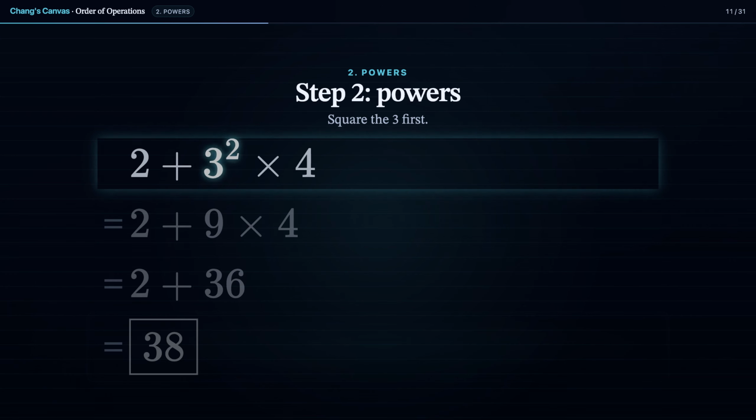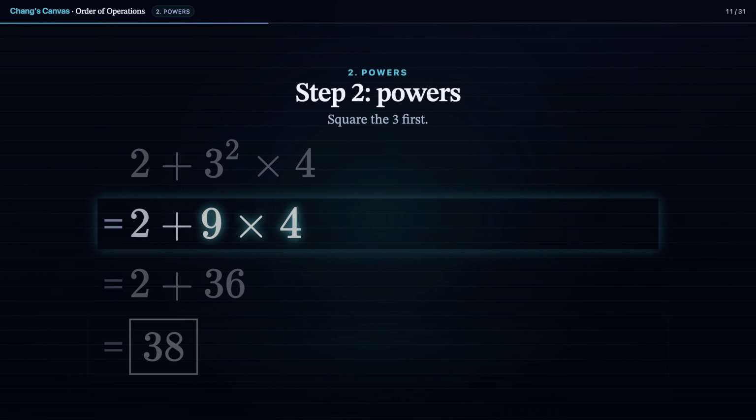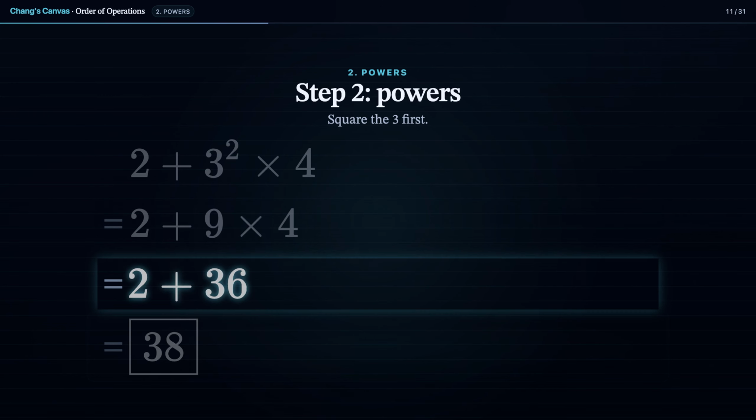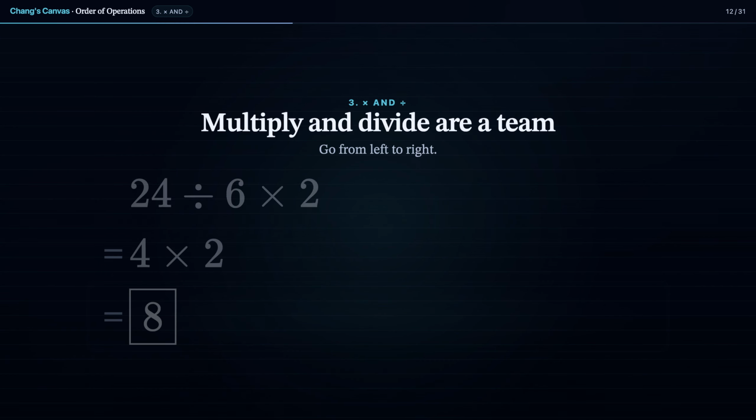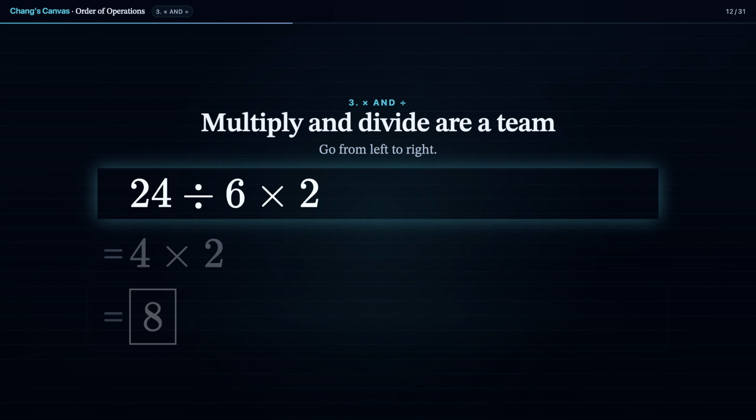Next come powers. 3 squared is 9. Then 9 times 4 is 36. Add 2 at the end, and the answer is 38. Multiplication does not always go before division. They are on the same level.